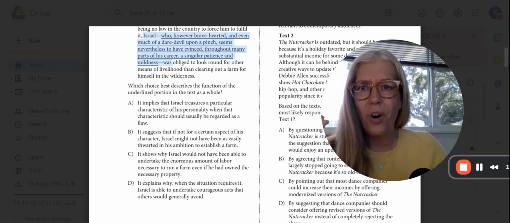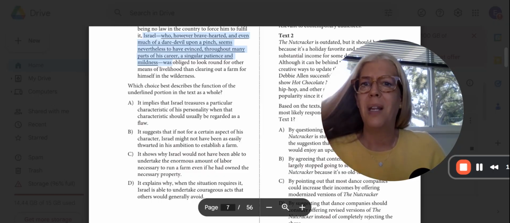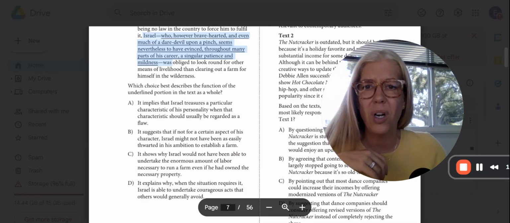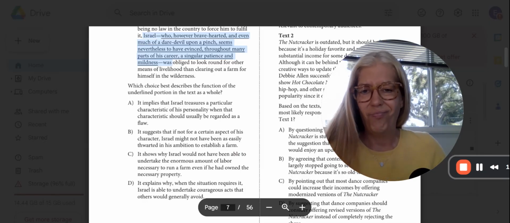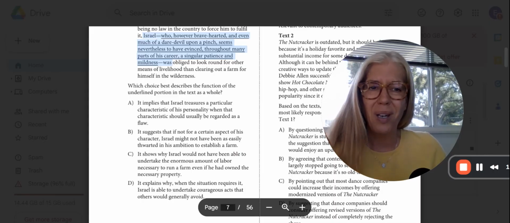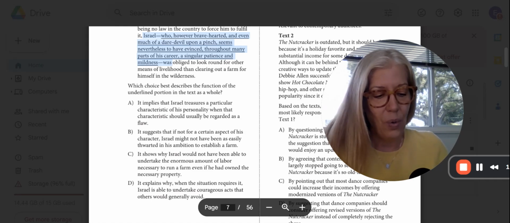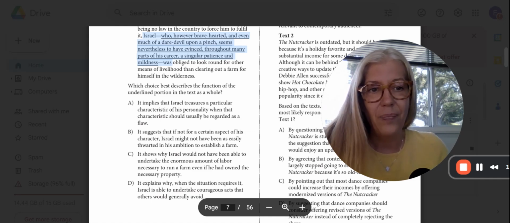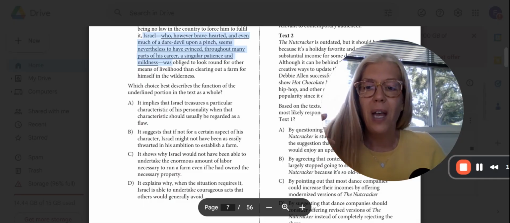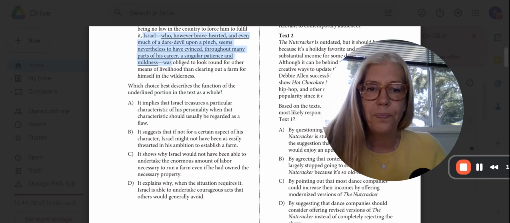I would not say that D would be the correct answer at all. Who, however brave-hearted, much of a daredevil, seems nevertheless to have, through many parts of his career, singular patience and mildness. That all sounds kind of courageous to me. And others would generally avoid. We didn't bring any other comparison. So that would be kind of going outside the text, and you never, ever, ever want to do that on the SAT. So I got rid of A, I got rid of C, I got rid of D, and that leaves us with B, which is the correct answer.